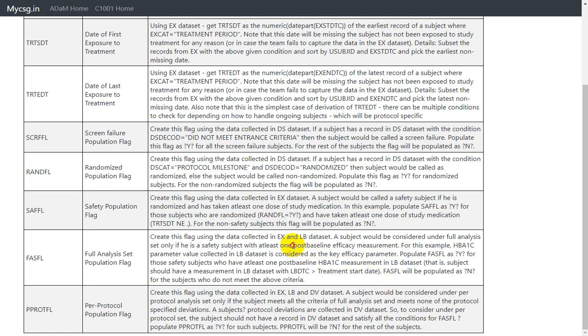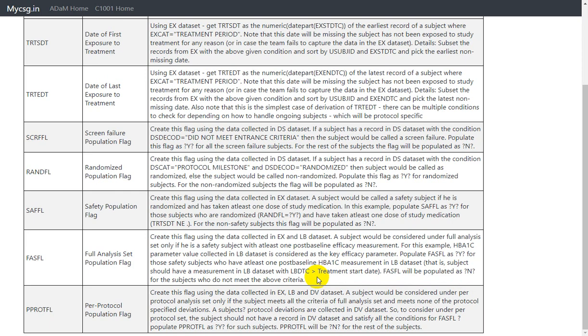As the requirement was post-baseline efficacy measurement, we are being asked to check whether there is any measurement for HbA1c in LB dataset and the date of collection for that HbA1c is greater than treatment start date. Only then would it be considered a post baseline measurement. FASFL will be populated as N for those subjects who do not meet the above criteria. So for Y a condition has been given, and all the subjects who do not meet it will be considered N.